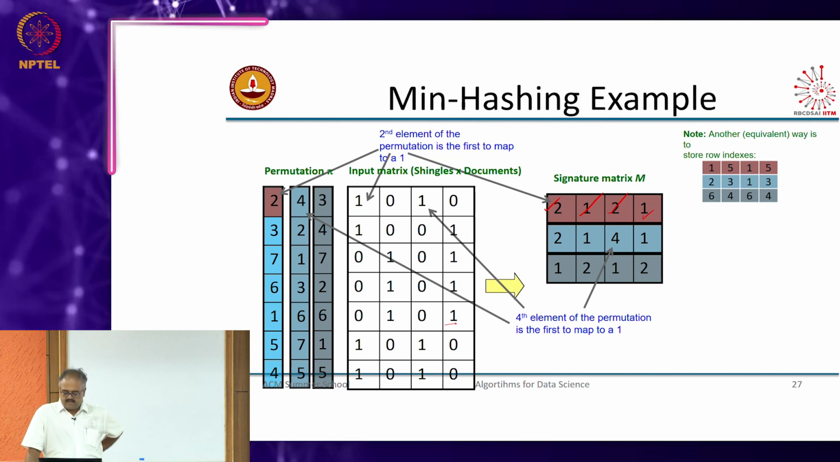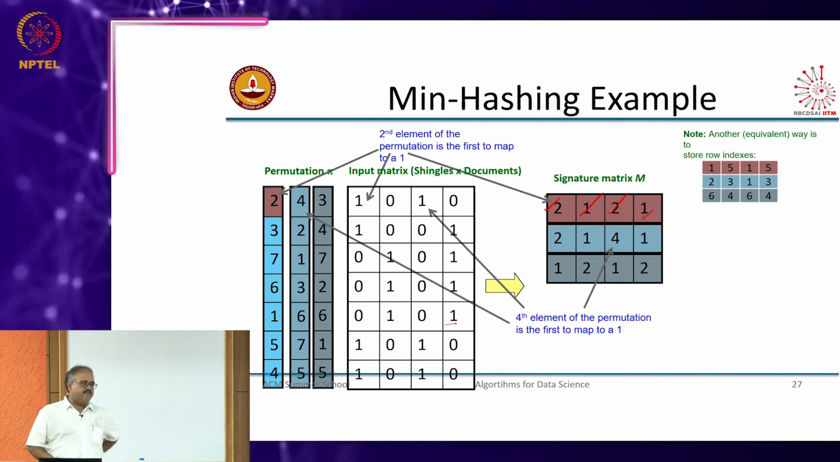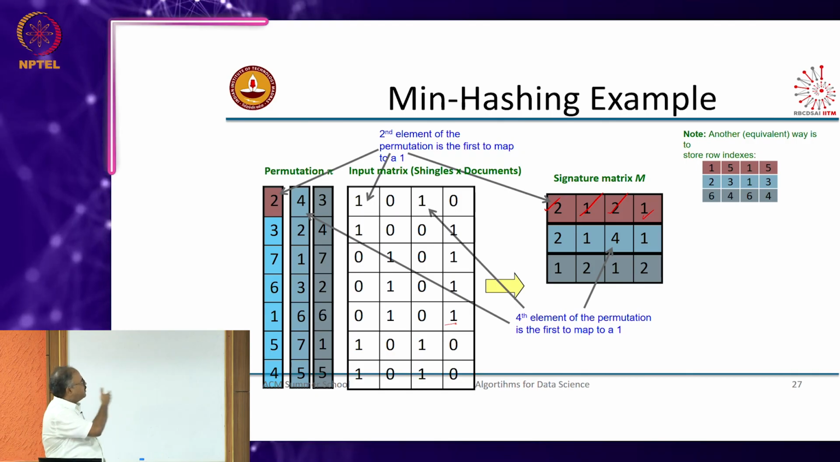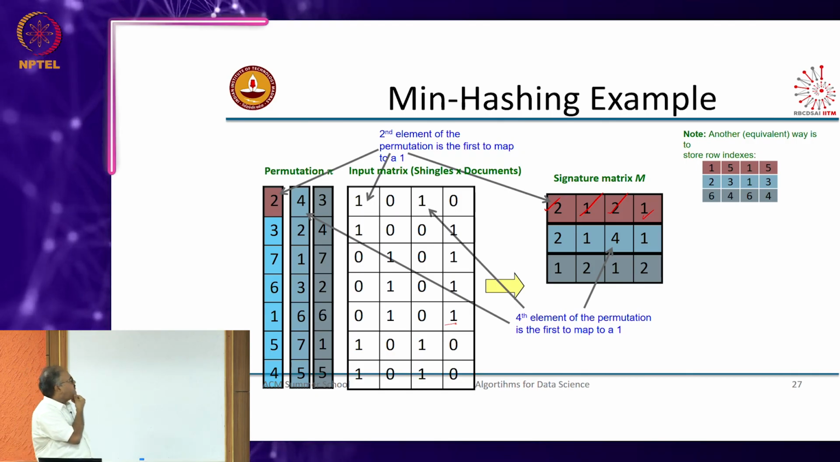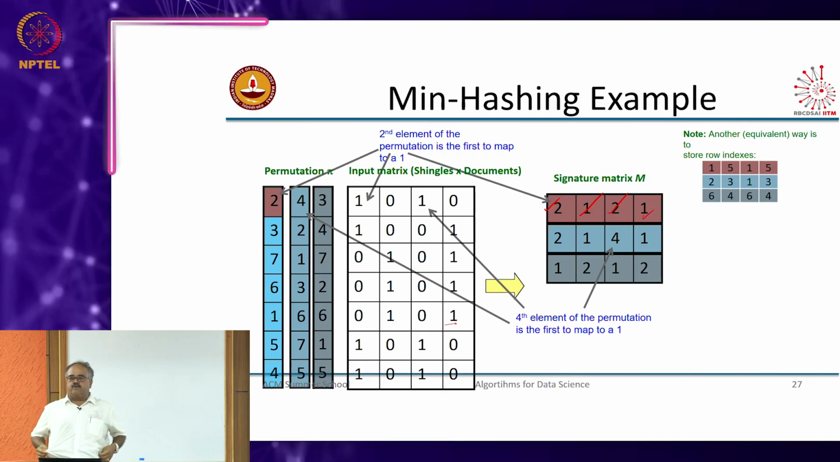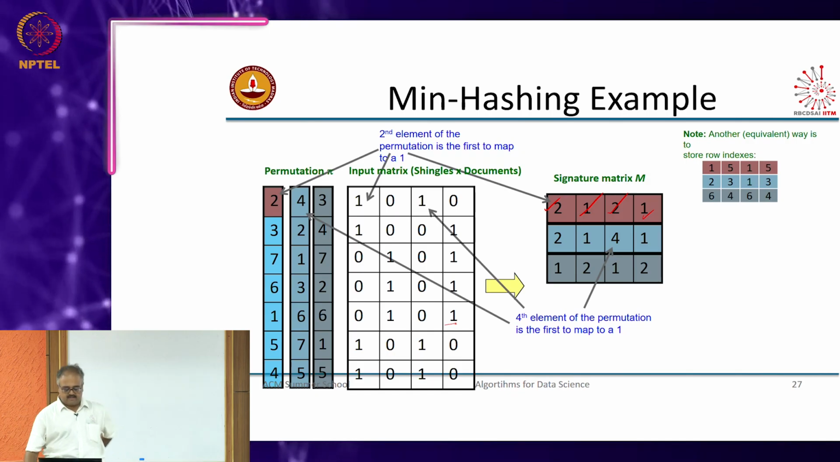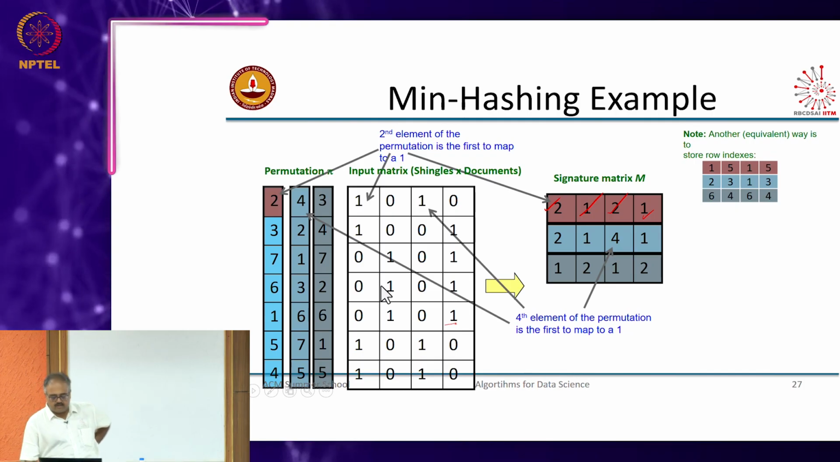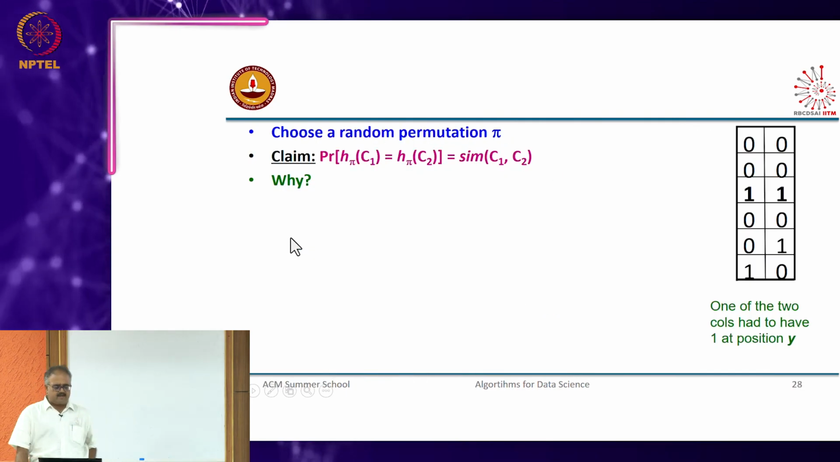So this is the typical way in which we store the index, but you can also think of storing it the flip way. So what is the element that came into the first row to give you the 1? That's basically what it is. So you can store the row indexes. Let's not worry about that, I'll skip that part now.